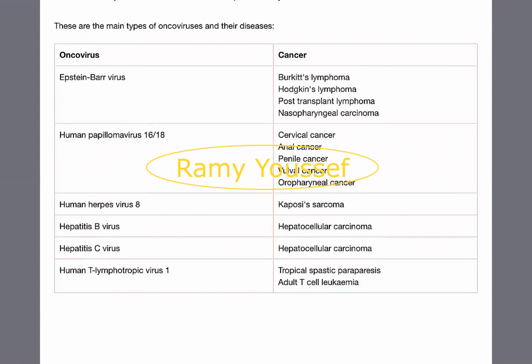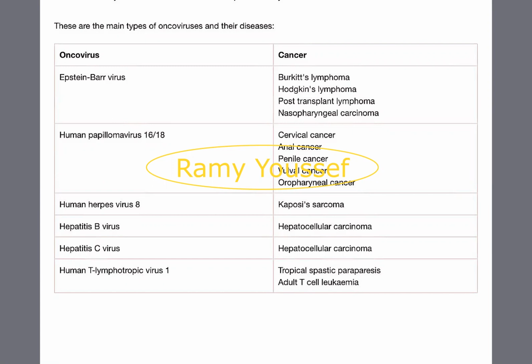Nasopharyngeal carcinoma. It's a very repeated question, even in recalls. Nasopharyngeal carcinoma is associated with Epstein-Barr virus, followed by Hodgkin lymphoma and Burkitt's lymphoma, and sometimes post-transplant lymphoma. So three types of lymphoma: Burkitt's lymphoma, Hodgkin lymphoma, post-transplant lymphoma, and one type of carcinoma, which is the nasopharyngeal carcinoma. Okay?